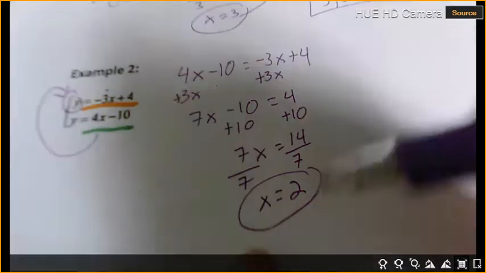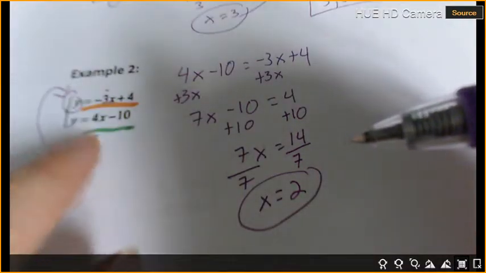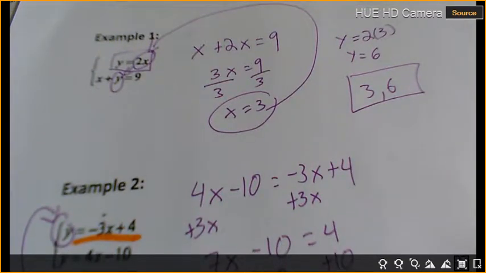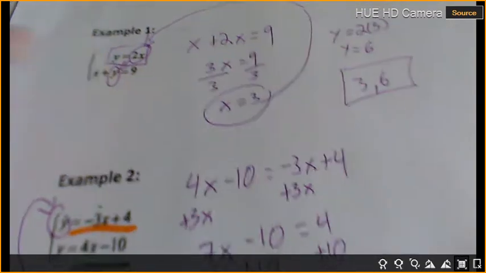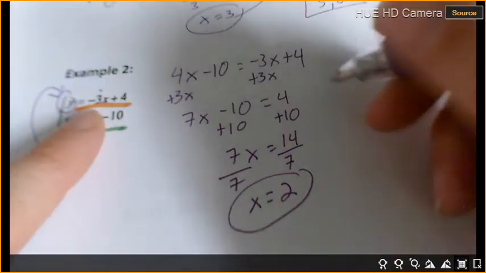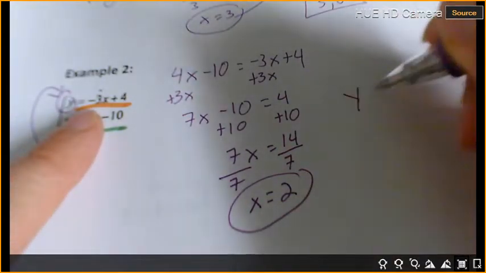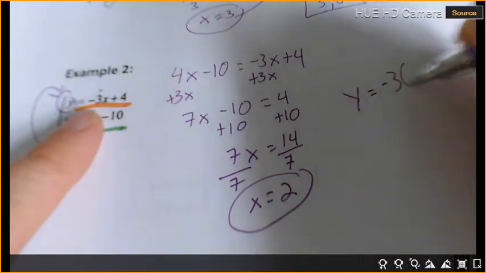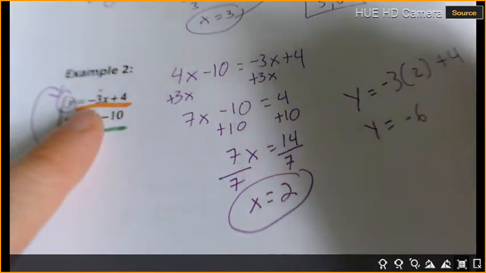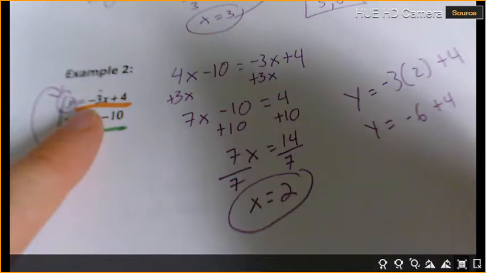Now I'm going to take this 2 and I'm going to plug it in. You could do it in the top or the bottom. Abby mentioned for her, she plugged in 3 to the second equation. So second or first equation, doesn't matter. I'm going to do it for the first one. I don't know why, because I want to. y equals negative 3 times 2 plus 4. y equals negative 6 plus 4. So y equals?